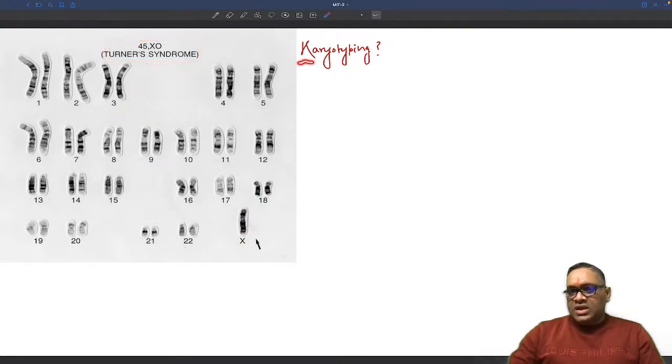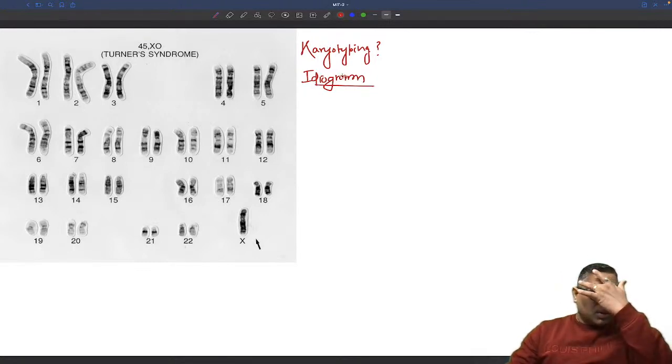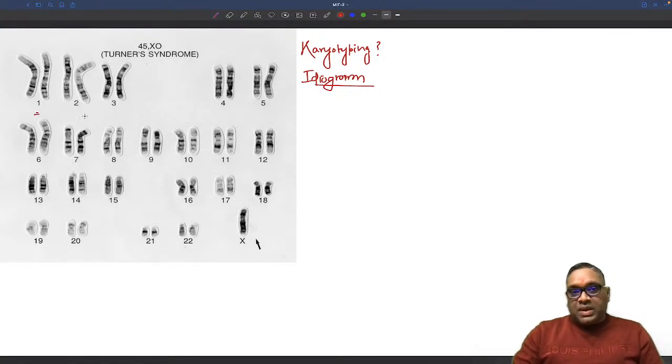This is the karyotypic ideogram. Ideogram is a graphical representation of the paired chromosomes in a picture like this, right? So this is the karyotypic ideogram where chromosomes are paired and they are always in decreasing order of length, right? So that is the karyotypic ideogram of Turner syndrome, which is 45XO.